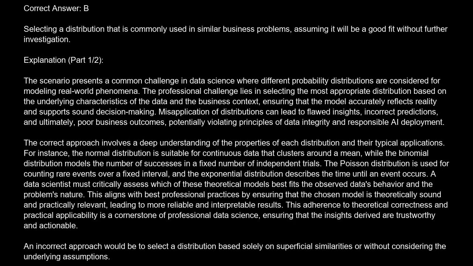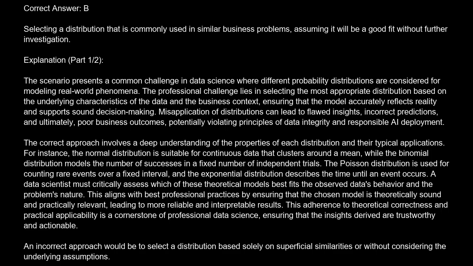The correct answer is B. Selecting a distribution that is commonly used in similar business problems, assuming it will be a good fit without further investigation. Explanation. The scenario presents a common challenge in data science where different probability distributions are considered for modeling real-world phenomena. The professional challenge lies in selecting the most appropriate distribution based on the underlying characteristics of the data and the business context, ensuring that the model accurately reflects reality and supports sound decision-making.